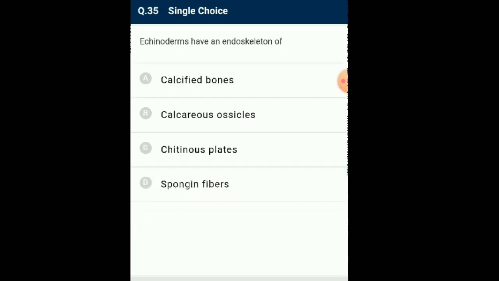Question number 35. Echinoderms have an endoskeleton of. Echinoderms are an array of beautiful sea creatures generally found at the bottom of the ocean. Phylum Echinodermata literally means spiny or prickly skinned. That means in Greek, echinos, spiny, derma, skin. The members of this phylum are spiny bodied as they possess an endoskeleton composed of calcareous ossicles. So the answer is option B, calcareous ossicles.